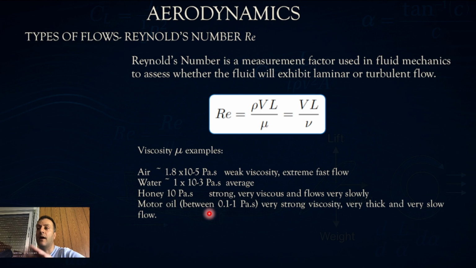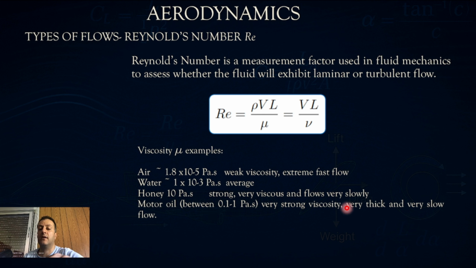Motor oil, not as viscous as the honey, but it is very strong, high viscosity, very thick, and it has a very slow flow. Fluid density. Now the density is the mass of the fluid per unit volume expressed in kilograms per meter cube, which is denoted by rho. Rho equals m over v, m being the mass in kilograms, v is the volume in meter cube.